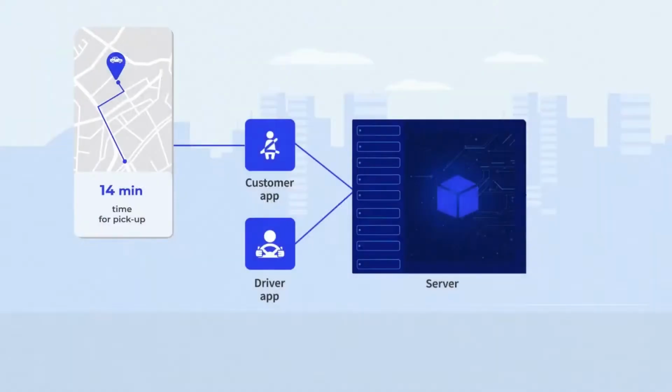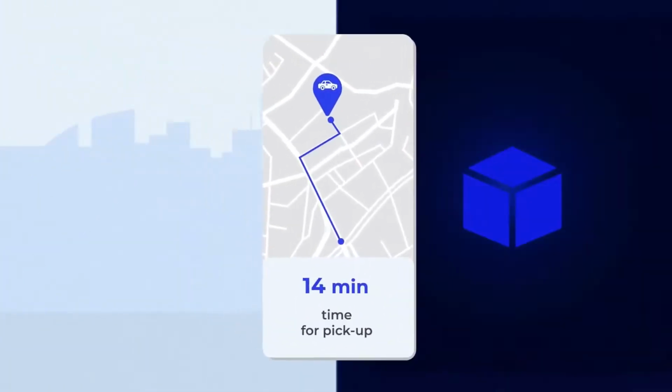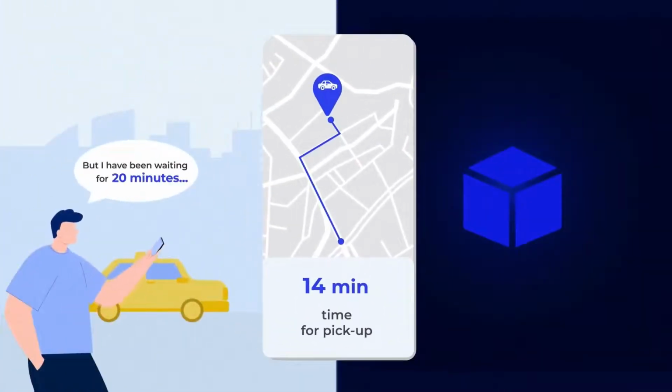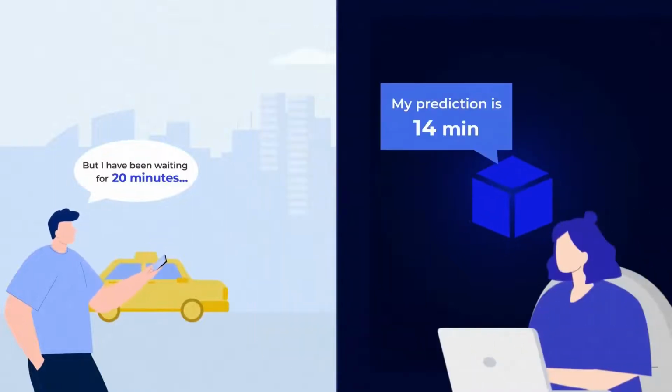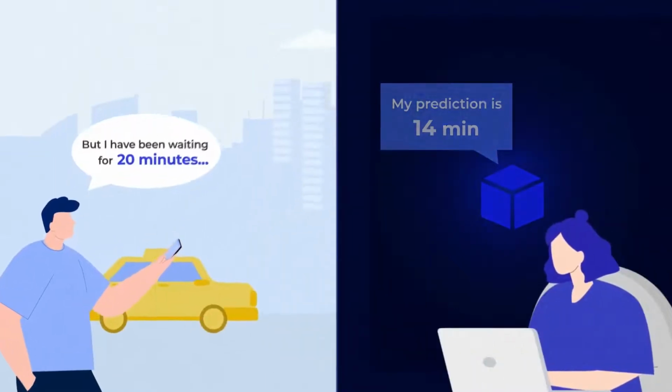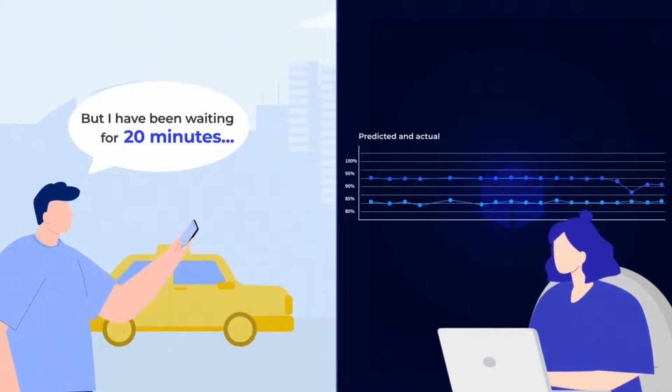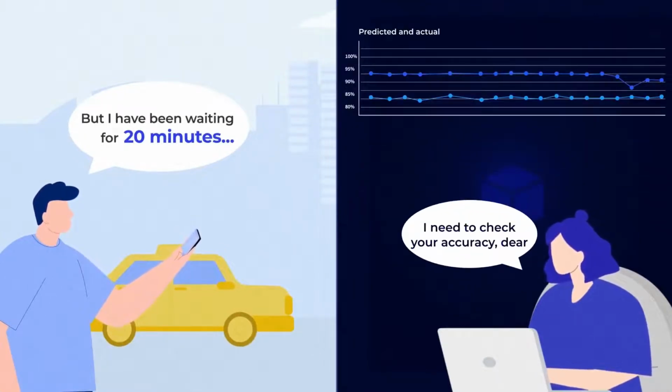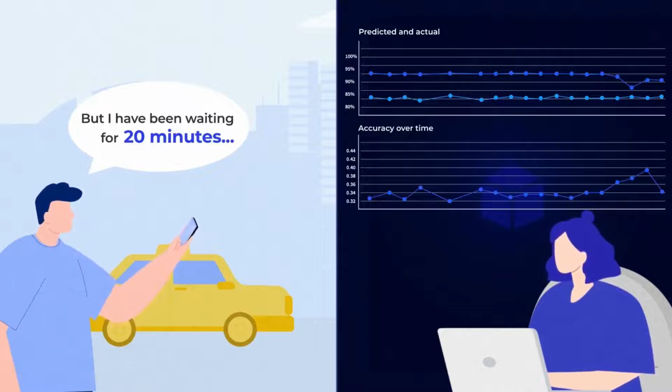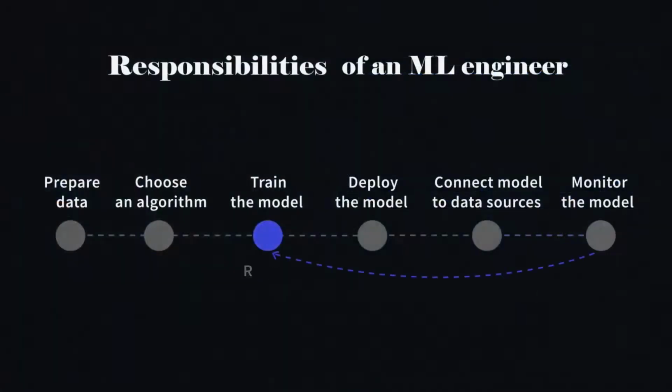Let's say the model predicted a taxi would arrive in 14 minutes, while it actually took 20 minutes. To capture this, an ML engineer would set up monitoring infrastructure to compare real-world data to the model's predictions to understand its accuracy and how it changes over time. Monitoring systems provide ML engineers with necessary data to make a decision whether the model performs well and if it needs retraining. So what is that?